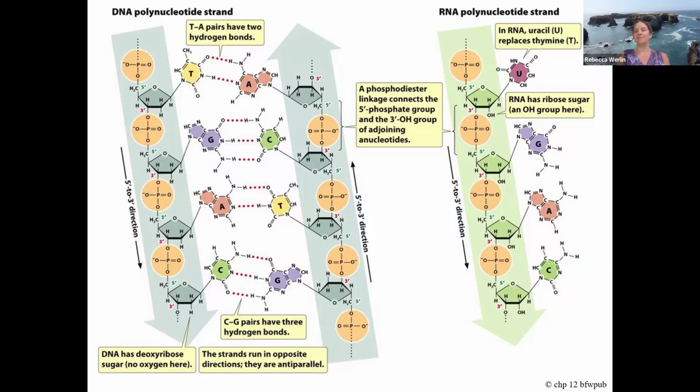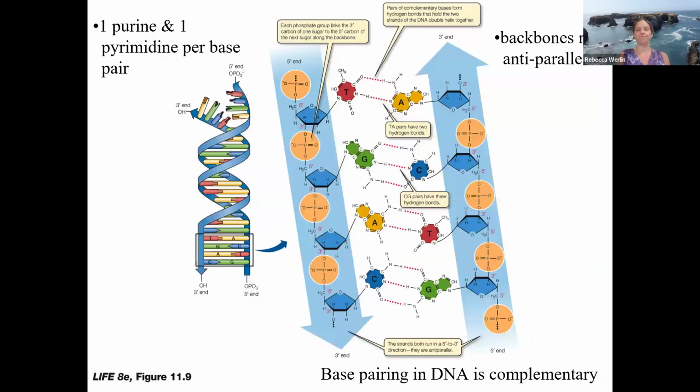Now in RNA, as you can see, it too has a 5' phosphate and a 3' hydroxyl. You can also see that uracil is present and has replaced thymine. Here's another way to look, and you can see again the backbones of the DNA are going to run anti-parallel. 5' at one end, 3' at the other, and both strands are running 5' to 3'.